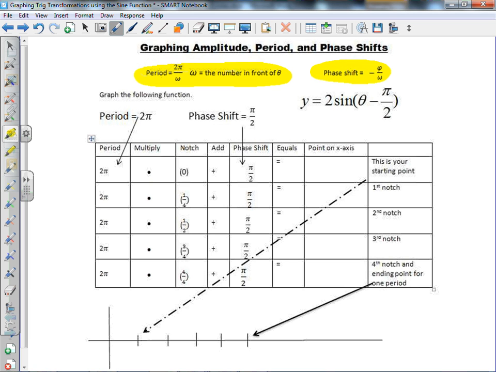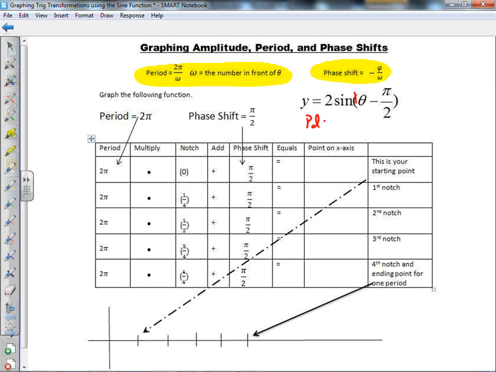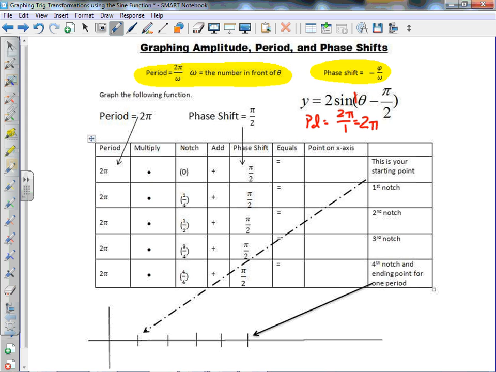Now, when we solve this out for our period, the number in front of theta was 1, so our period is 2 pi divided by 1, which is 2 pi. And if you noticed, in my table, I labeled my 2 pi's all the way down here. Now, we have to look at our phase shift. Our phase shift says we have to take the negative of negative pi over 2 divided by the number in front of theta, which was 1. So that's just going to give us a positive pi over 2, which I've added here.